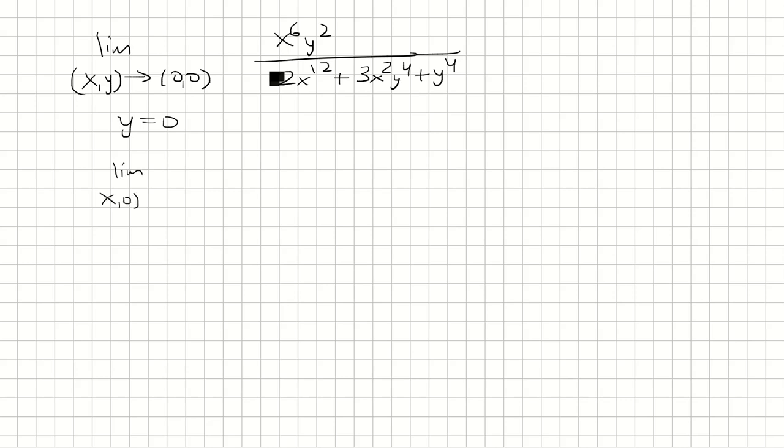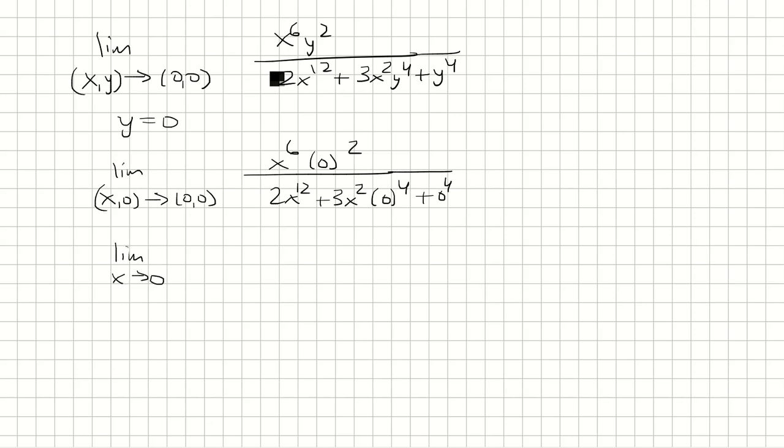So we have the limit as x comma 0 approaches 0, 0. And then we're going to replace y with 0. So it's x to the 6th times 0 squared over 2x to the 12th plus 3x squared times 0 to the 4th plus 0 to the 4th. And this just reduces to the limit as x approaches 0, and then x to the 6th times 0 squared is just 0. That's over 2x to the 12th, and the rest are 0. So all of these are 0. And 0 over 2x to the 12th is 0.